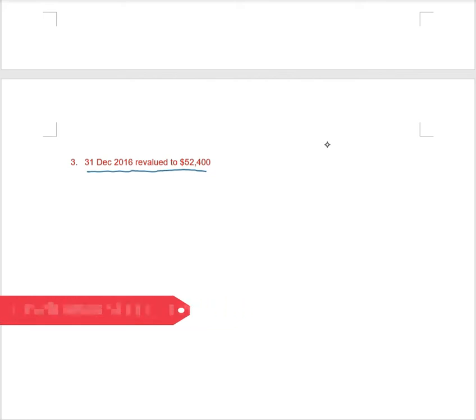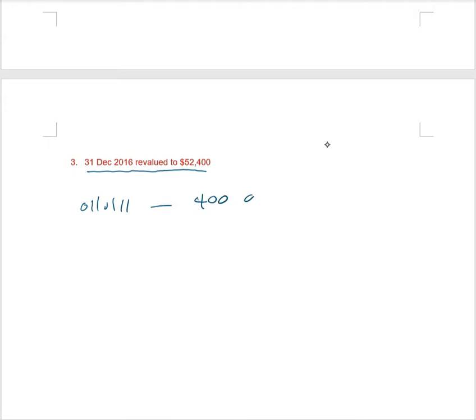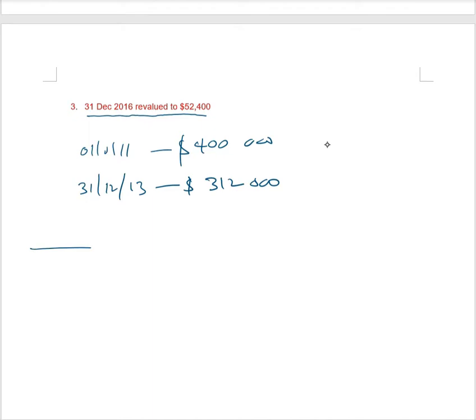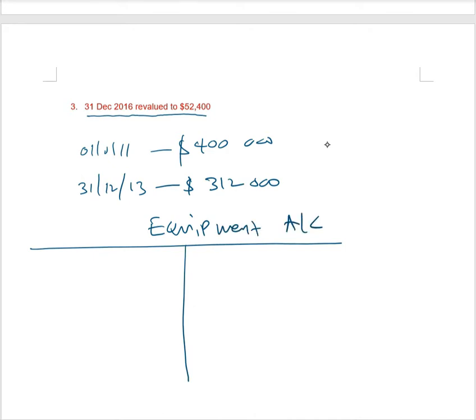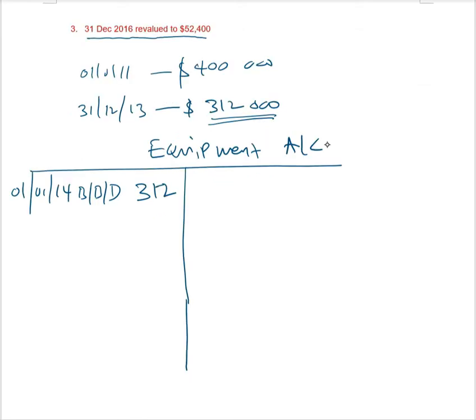Basically, if I summarize, we had an asset on 1st January 2011 for $400,000. This was revalued on 31st December 2013 to 312,000. So if you take the book value, now the equipment account, the book value on 1st January 2014 was balance brought down 312,000.